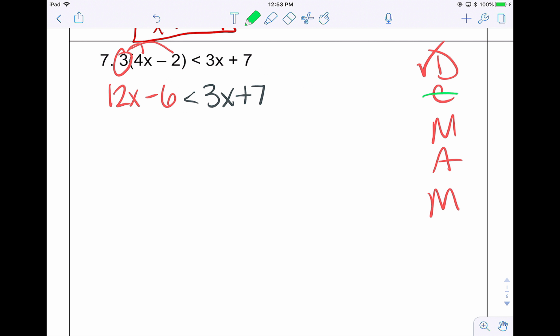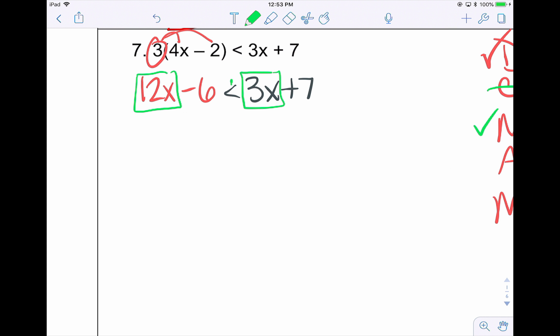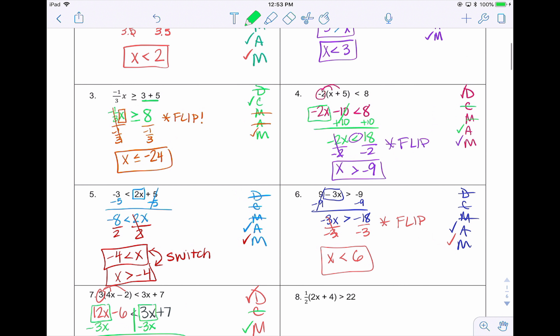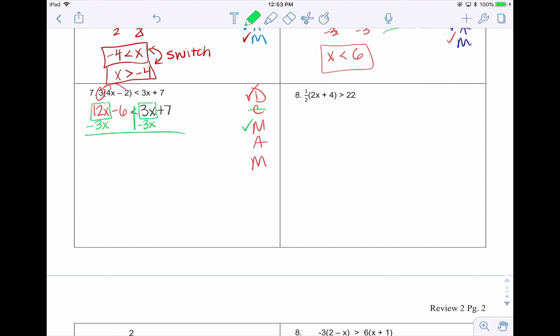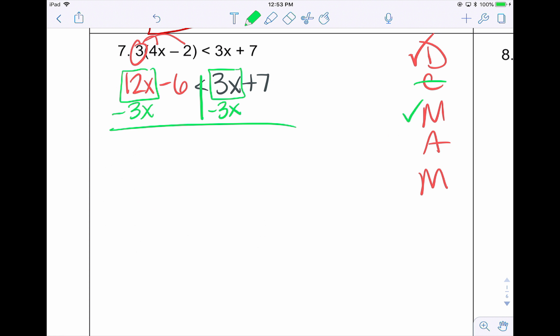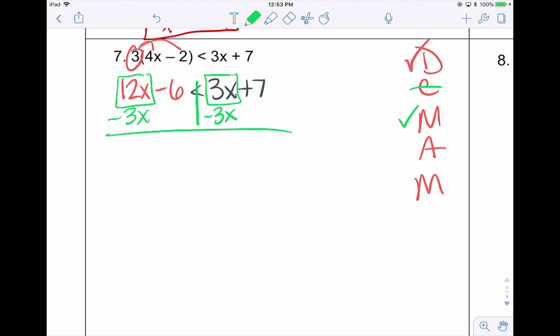I don't have any like terms to combine, but I do have variables on both sides. When I box my variable, I will need to move my variable. I'm going to move the 3x because both of these sides have letters and numbers. So I'm moving the smaller one because, as we talked about and we've done a couple of times, anytime I multiply or divide by a negative, I have to flip my sign. So I'm moving the smaller one to not have to flip my sign. So on the left side, 12x's minus 3x's is 9x's. Bring everything else down.